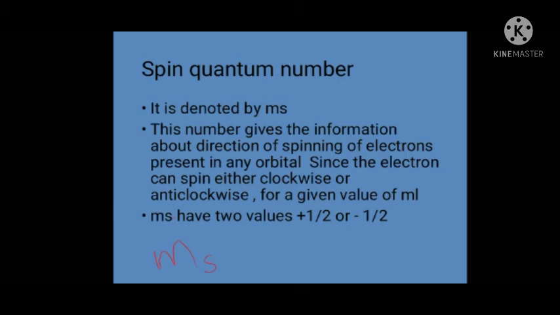Due to the spinning of electrons, it is getting 2 values, that is plus half or minus half. So these are the two possible values of spin quantum number, plus half or minus half. If the electron is spinning in the clockwise direction, it will have plus half, and if it is spinning in the anti-clockwise direction, it will have minus half. Okay, so the spin quantum number has only two values, either plus half or minus half, which arises due to the spinning of electrons either in clockwise direction or in anti-clockwise direction. Okay.